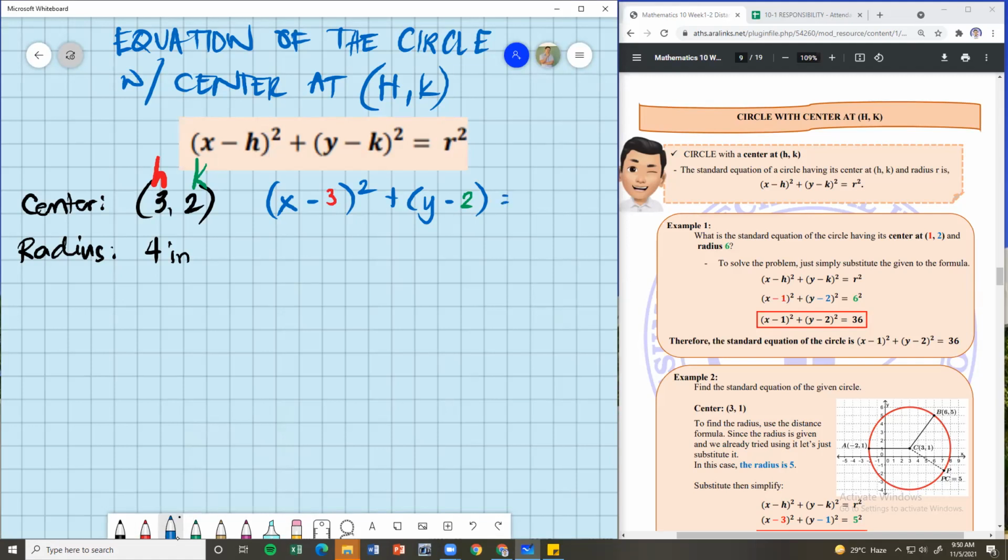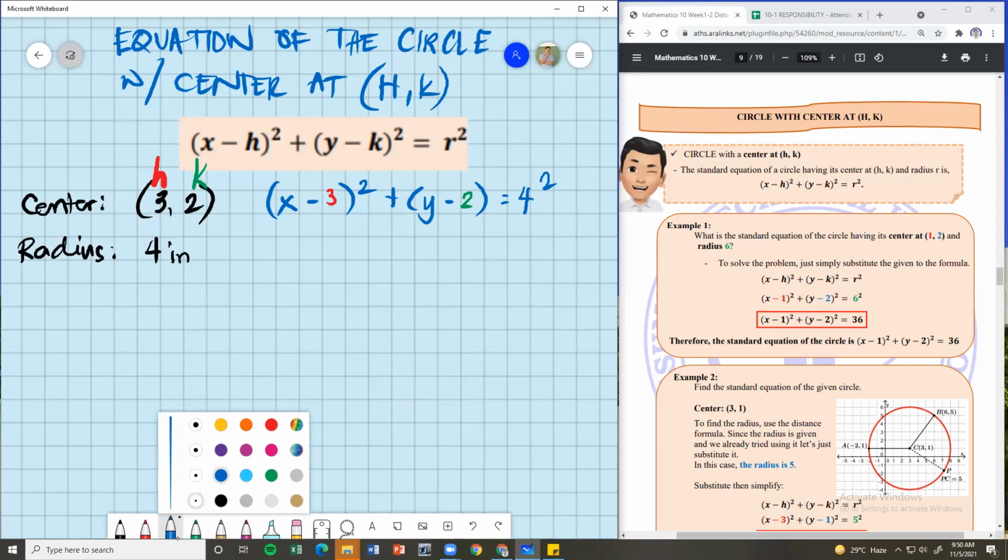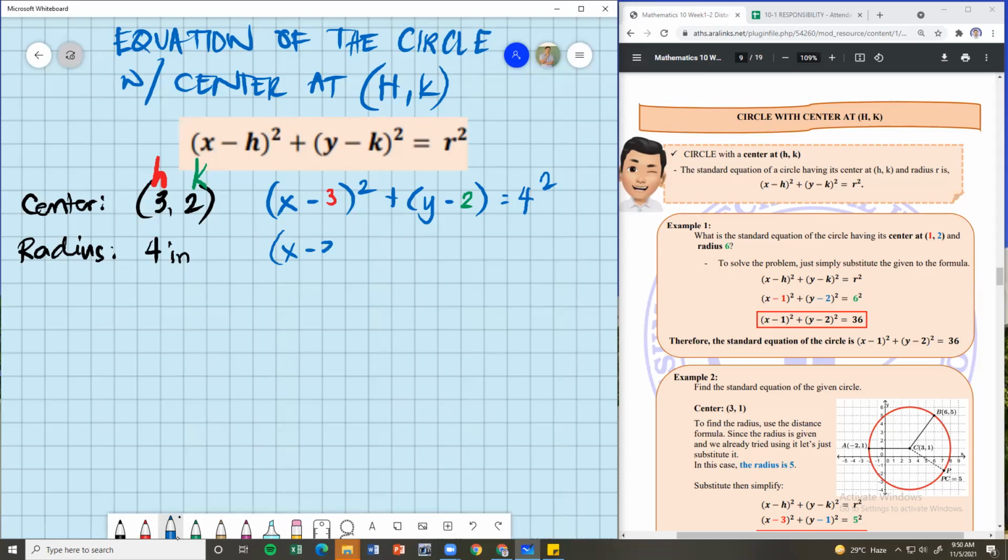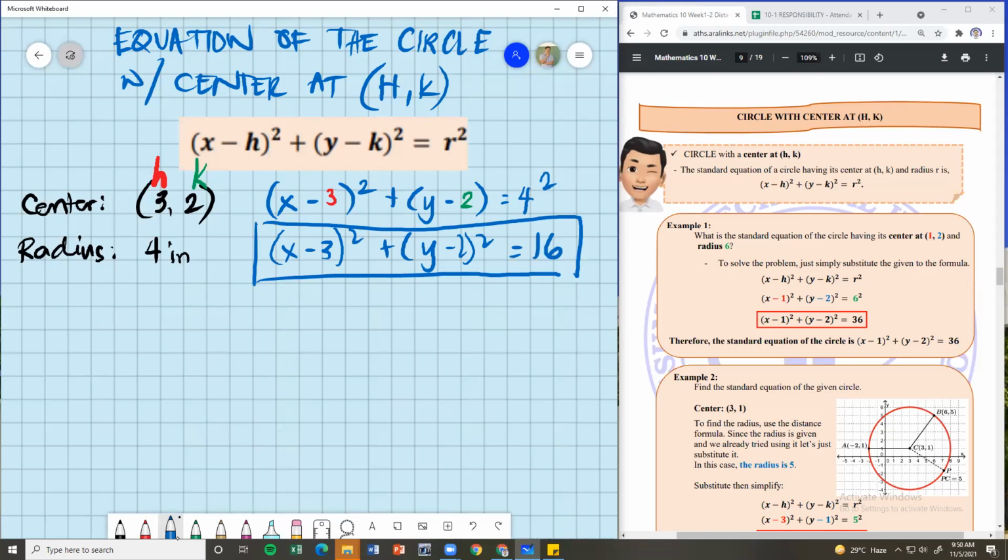Equals, your r is 4. So that's 4 squared. No need to put the inches anymore, because we are already working on the equation. So to continue the solution, we have (x minus 3) squared plus (y minus 2) squared is equal to 16. That's it. Show a reaction if you understood that process.